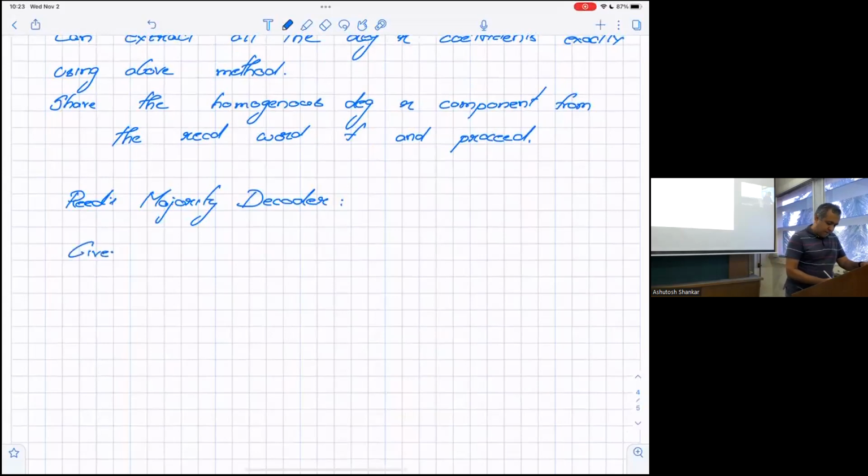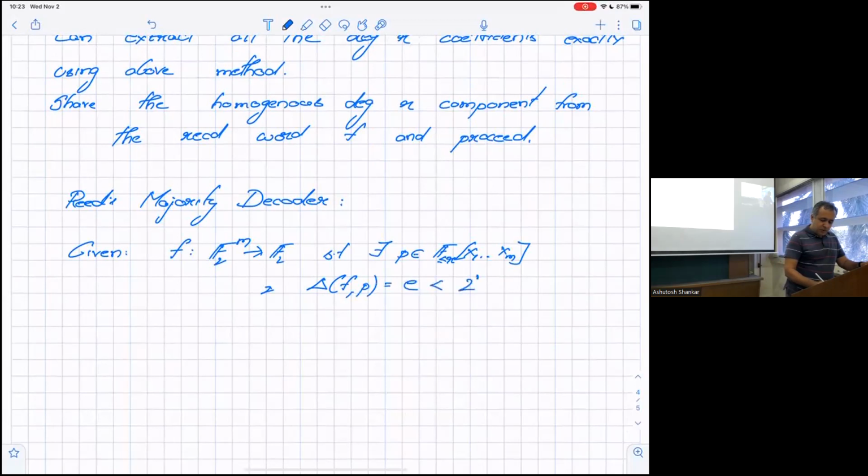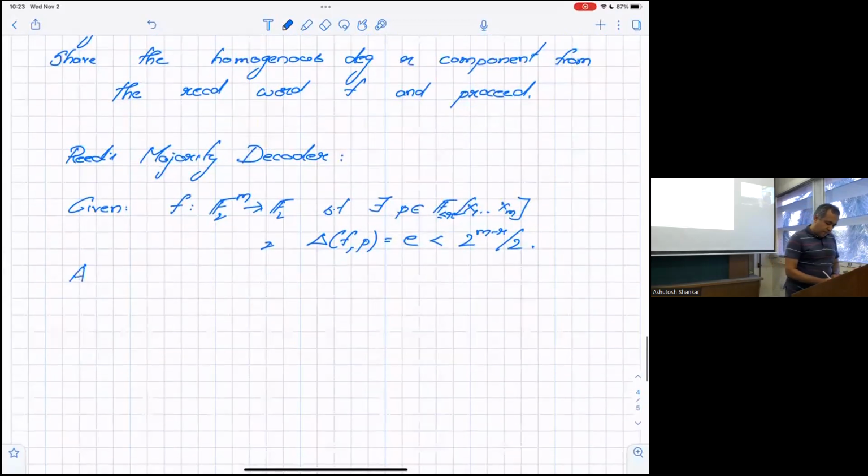You are given an F from F2 to the M to F2, such that there exists a P of degree less than or equal to R with fewer than 2 to the power N minus R errors. What is the algorithm?